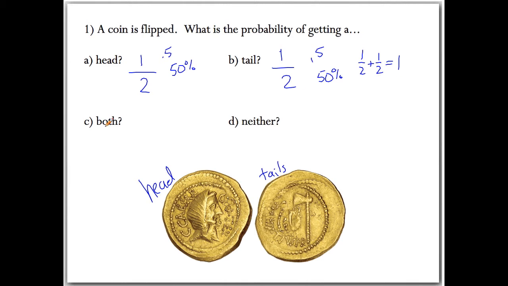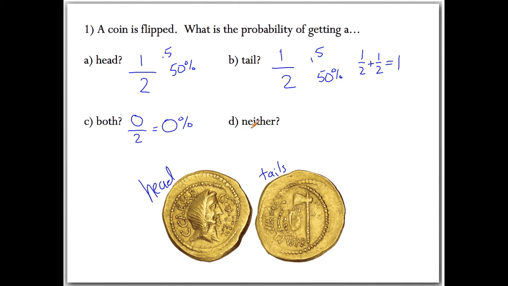So what's the probability that you flip a coin and get both a heads and a tails? Well, it's going to land on one side or the other, and so neither side has both, so it's 0 out of 2 or 0%. And notice it means that it is impossible. It cannot happen.